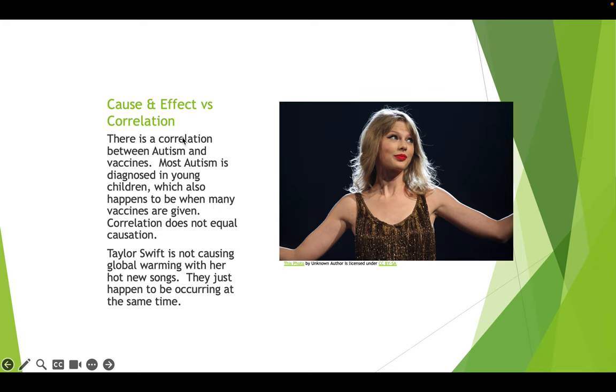Another good example of this, if we go back to my example with vaccines and autism, is that there's a correlation between autism and vaccines. Most autism is diagnosed in young children, which also happens to be the time in your lives when children are given many scheduled vaccines, right? We want to get kids' immune systems equipped to deal with disease before they encounter them in the real world, which means they need their vaccinations as early as they can get them safely.